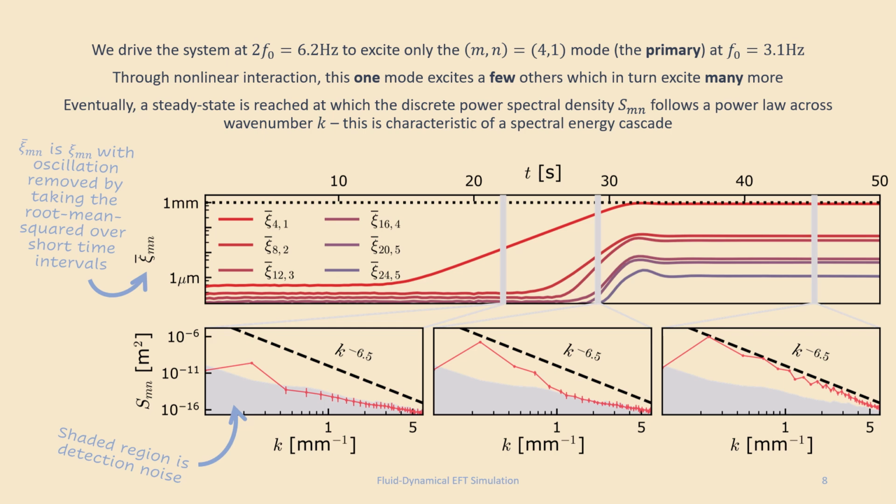Eventually, the primary mode reaches a high enough amplitude such that its interaction with itself becomes large enough to halt the growth. At this point, the energy coming in through the driving balances the energy flowing to higher wave numbers and that lost to viscous dissipation. All other modes stop growing very soon after, and a non-equilibrium steady state is reached. We see that in this steady state, the power spectral density across each excited mode follows a power law in wave number k. This is known as a spectral energy cascade. And since energy is injected into the largest length scale of the system and flows down to the smaller length scales, it is specifically a direct energy cascade.